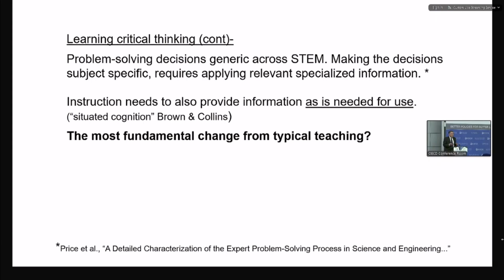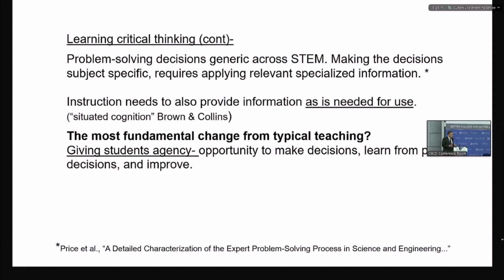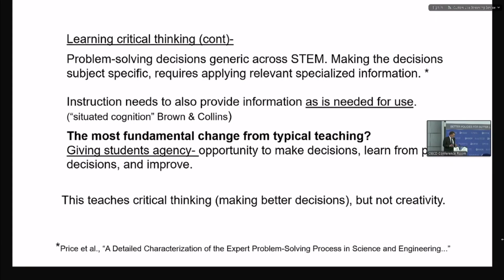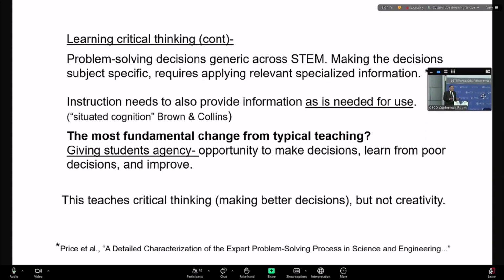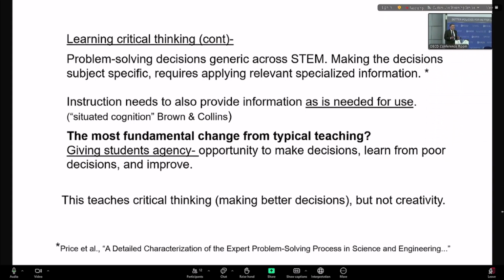So, what do I see as really the most fundamental change in teaching required for this? Well, it's something that Andreas has already mentioned, that you have to give the students much more agency so they have the opportunity to make decisions, to learn from the mistakes and improve on them. And so this is a way that we've got good data can teach critical thinking, but it doesn't really teach creativity. Creativity is sort of separate and in some ways more difficult.